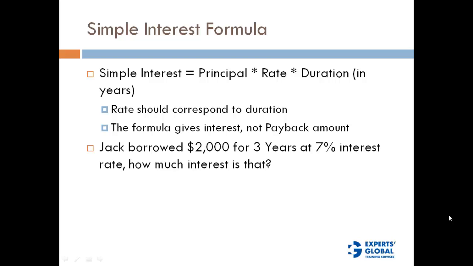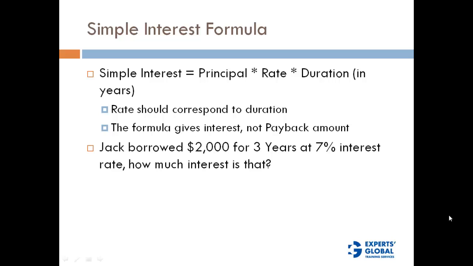So let's look at this example. Jack borrowed $2,000 for 3 years at 7% interest rate. How much interest is that? Very simple case. We are going to use this formula. Simple interest is equal to principal, which is $2,000, into rate, which is 7%, into duration, which is 3 years.